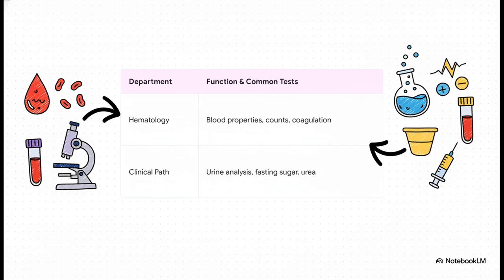On the other hand, the clinical pathology unit handles the chemistry side of things, التحاليل الكيميائية, like urine analysis, fasting blood sugar, blood urea, and electrolytes like serum potassium and serum calcium. You've got to know exactly which tube goes to which unit for sure.